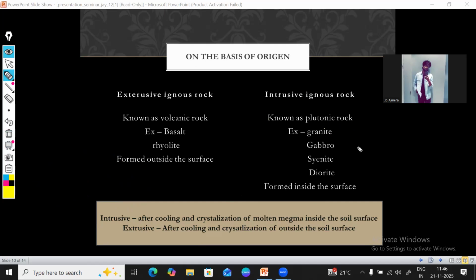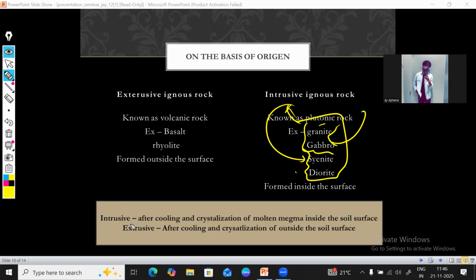So there are four examples you can simply remember. The trick is GGCD. What is GGCD? G stands for granite. Granite is a type of which rock? It is intrusive igneous rock. What is the nickname of intrusive igneous rock? It is plutonic rock, right? So granite is an example of intrusive rock, and syenite also, and diorite also, and gabbro also. These four are examples of intrusive or plutonic rock.